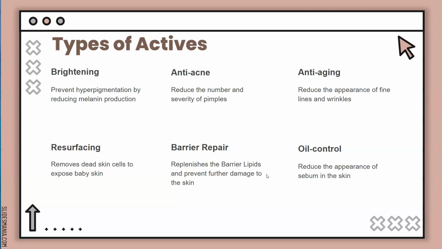For brightening, your goal is to reduce melanin production, which is your main pigment in your skin. Anti-acne actives, these are used to reduce the number and severity of pimples. Anti-aging, these are used to reduce the appearance of fine lines and wrinkles. Resurfacing or exfoliating actives remove dead skin cells to expose your baby smooth skin. You have your barrier repair ingredients. These are used to replenish barrier lipids and prevent further damage to the skin. And you also have oil control, which can reduce the appearance of sebum in the skin.